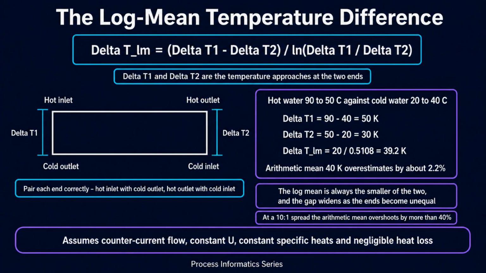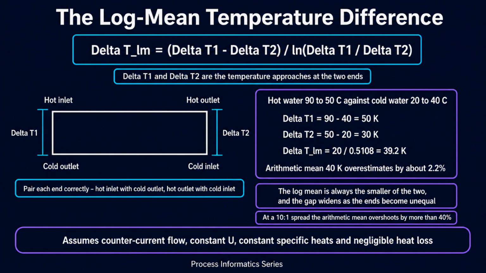The sizing equation is Q equals U times A times the log mean temperature difference, and the trouble is that the driving force is not one number. It varies continuously along the exchanger, so what average is correct? Not the arithmetic one. As heat crosses the wall, each stream's temperature changes in proportion to the heat it has absorbed or given up, so the gap between them changes exponentially with area rather than linearly. Integrating along a countercurrent exchanger, with constant U, constant specific heats, and negligible heat loss to the surroundings, gives the log mean: delta T1 minus delta T2 divided by the natural log of delta T1 over delta T2.